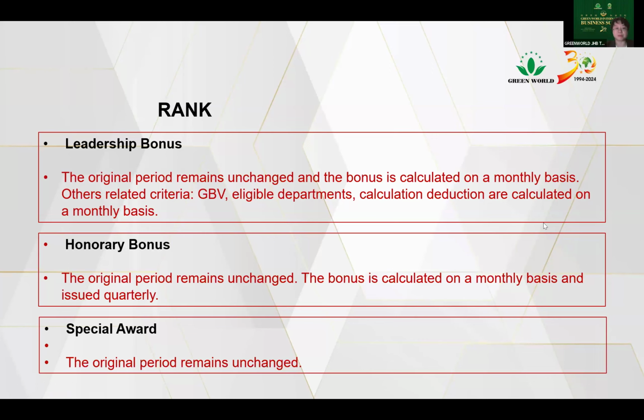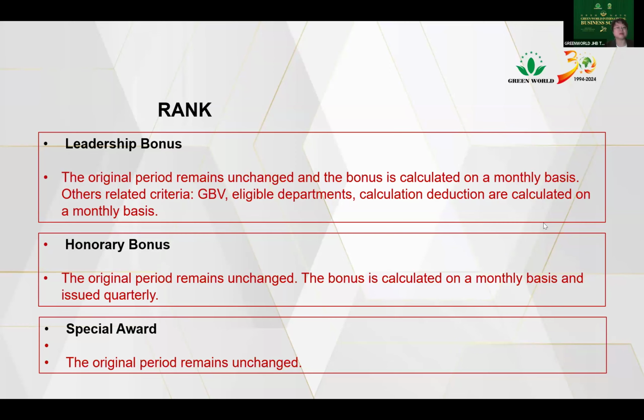This is for the leadership bonus. Other related criteria that we consider for your rank, including the group BV, the eligible department, and the calculation deduction, are also calculated on a monthly basis. So this is for the leadership bonus. Now let's talk about the honorary bonus. The original period remains unchanged. The bonus is also calculated on a monthly basis and issued quarterly.